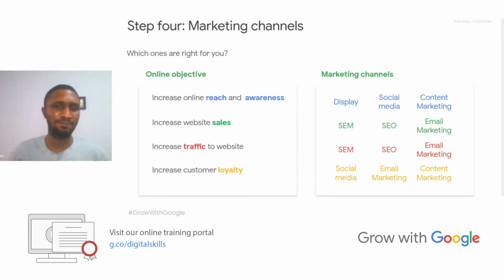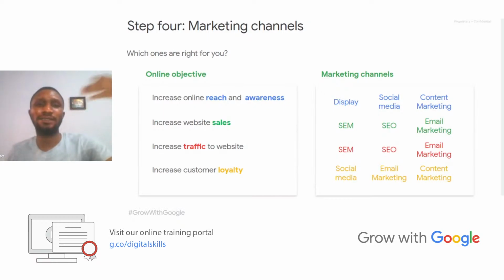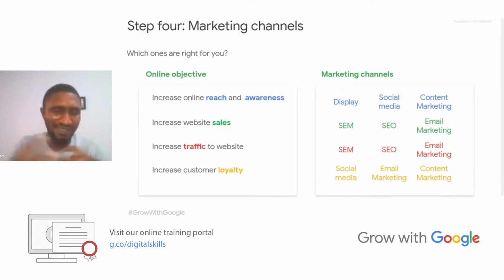You would leverage channels like display marketing, social media, content marketing. If you're all about increasing website sales, search engine marketing, search engine optimization, email marketing. Remember, when people are searching on Google and they're finding you, whether you're using search engine marketing or SEO, these are people with intent. This is pull marketing, it's attracting them. So someone searching for, remember that search, buy compact camera, and your retail business is selling compact cameras.